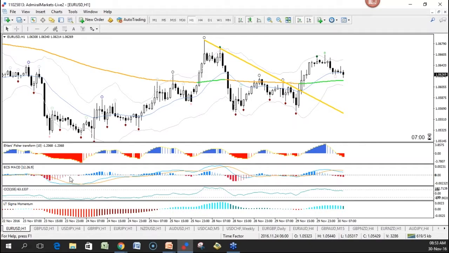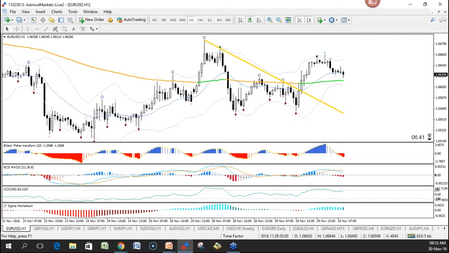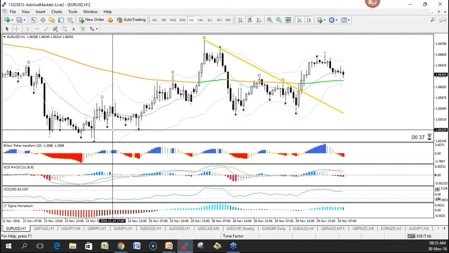The MACD is a custom-made one that Ned had made, and I'm using it as well. The thick bar indicates momentum, up and down, and the thin bar is retracements. And CCI is generally just a good indicator, indicating strength and weakness.